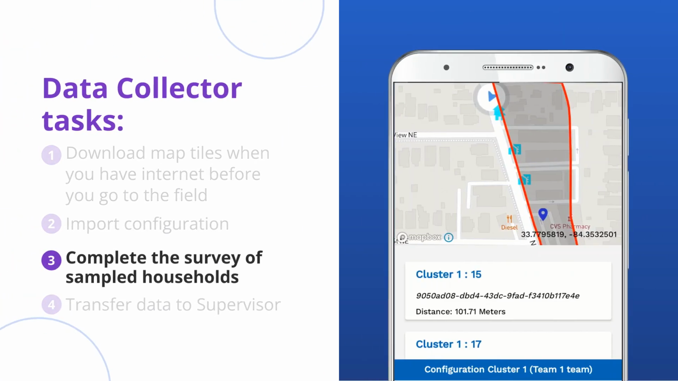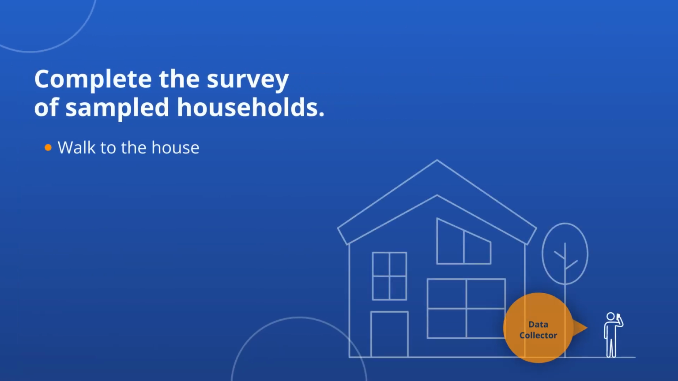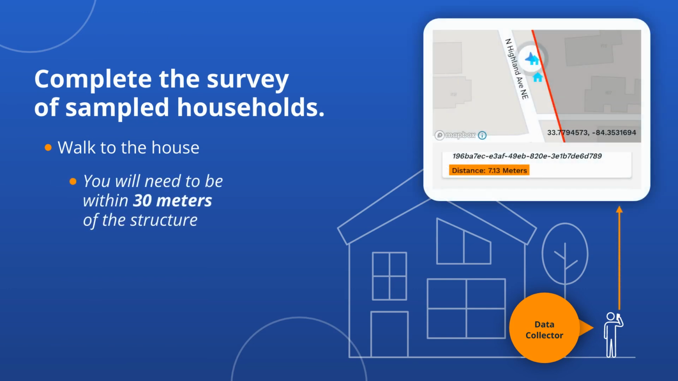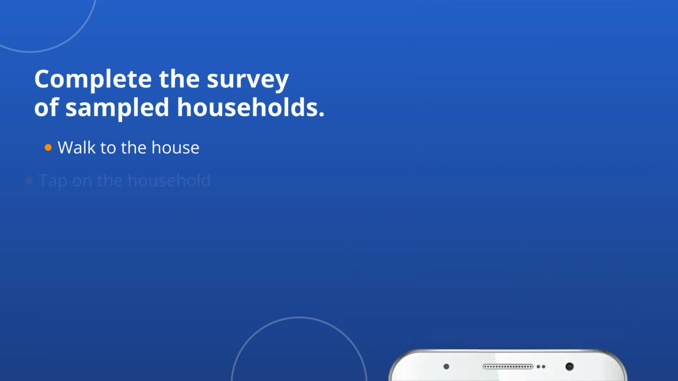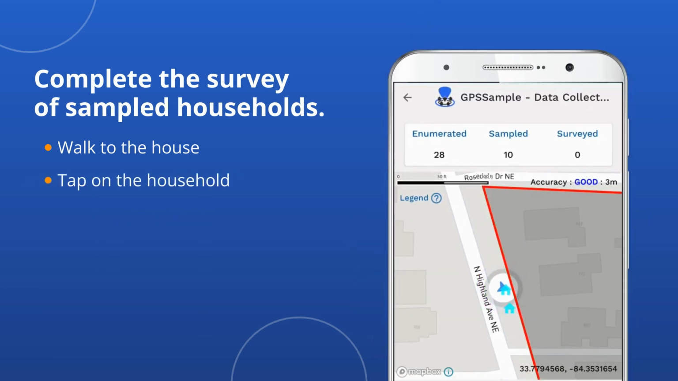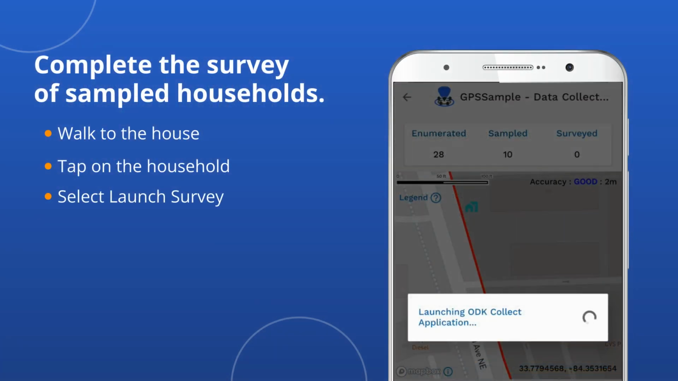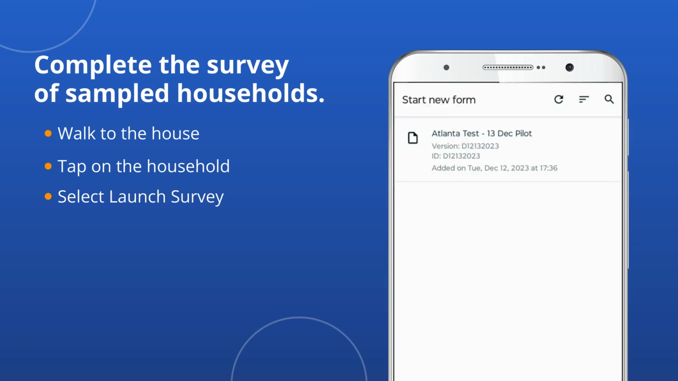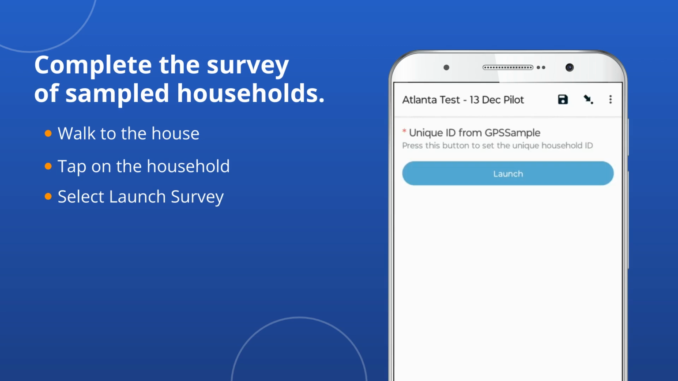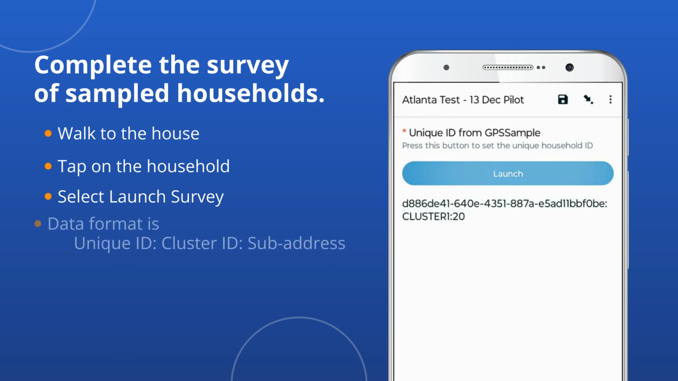Next, use the map and the enumerated list to find the nearest sample household. Walk to the first house and ask for permission to conduct the survey. You must be within 30 meters to launch the survey. Tap on the household on the map or the list. Select Launch Survey. This automatically opens the longer household survey form in ODK. When you arrive at the Unique ID question, tap Launch. This sends the household ID, cluster ID, and subaddress from GPSSample to ODK.